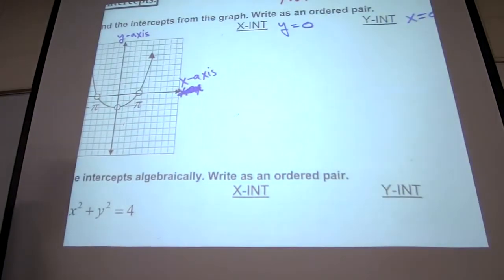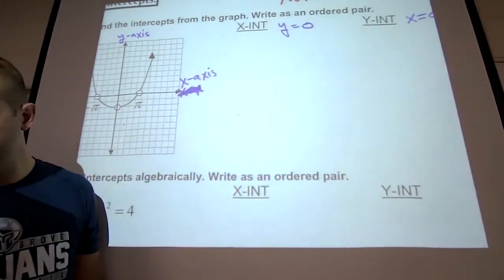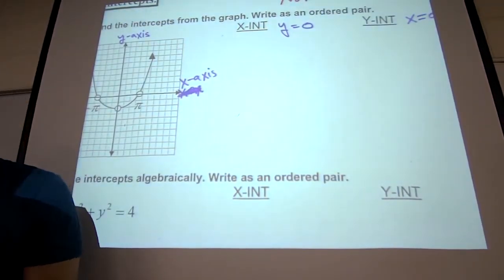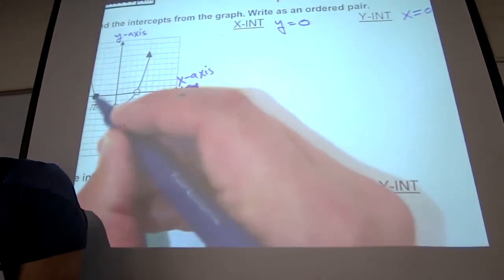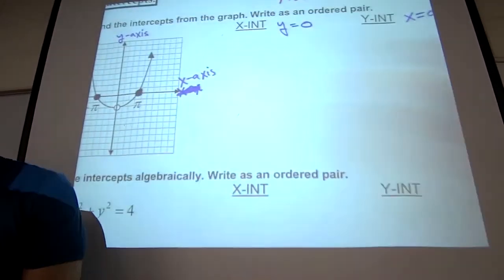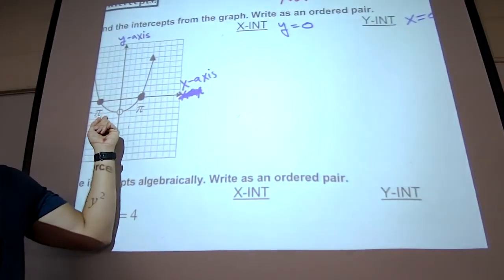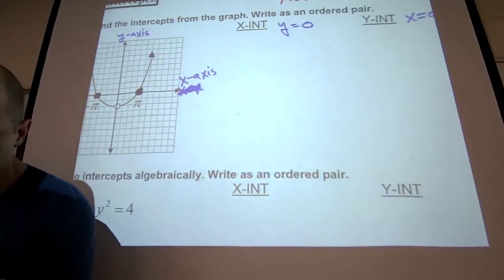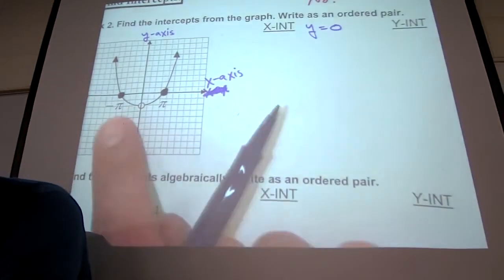Okay? So I take a look at the graph. This is going to be just like you see on my math lab. And we have to identify which ones are the x-intercepts. So I find the x-axis, and I see right here and right here. Hopefully you guys can see this is negative pi, and this guy right here is pi. So this is negative pi, and this is pi.